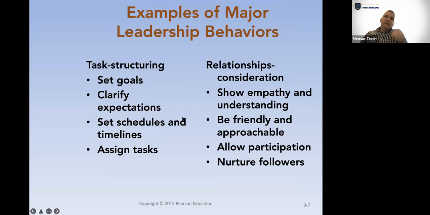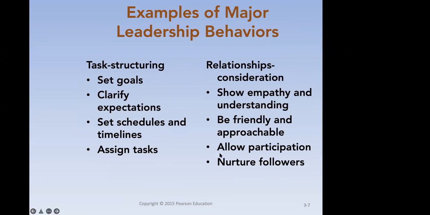These are some of the examples of major leadership behaviors that were identified during this particular era. So task structuring behaviors like set goals, clarify expectations, set schedules and timelines, and assign tasks. And if you remember when we talked about the difference between managers and leaders, especially nowadays, these are some of the tasks that usually managers do.